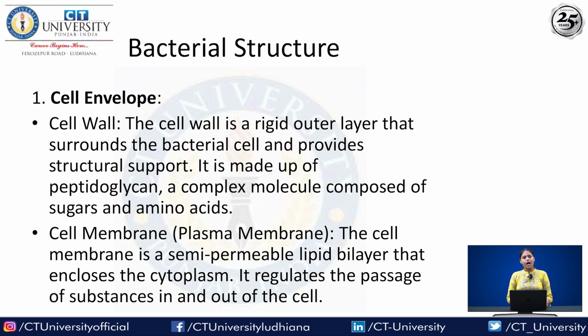Firstly, the outer covering of the bacterial cell is known as the cell envelope, which consists of the cell wall and cell membrane. The cell wall is not too rigid. It is made up of peptidoglycans and also contains sugars and amino acids, which provide the sticky nature to the bacteria. Furthermore, below the cell wall, the cell membrane is present. The cell membrane basically encloses the cytoplasm of the bacteria.